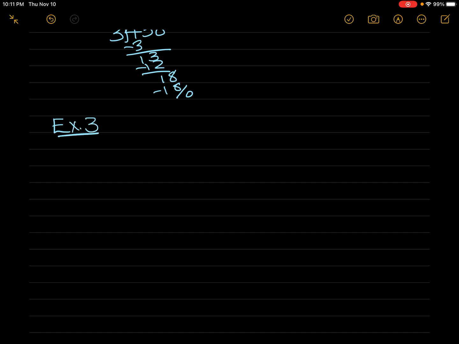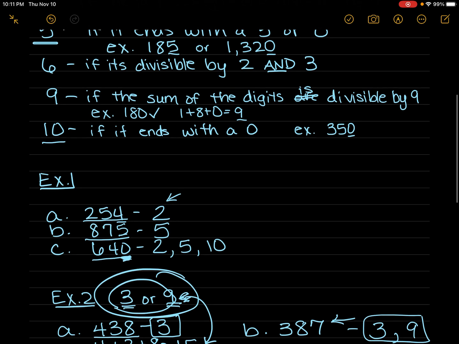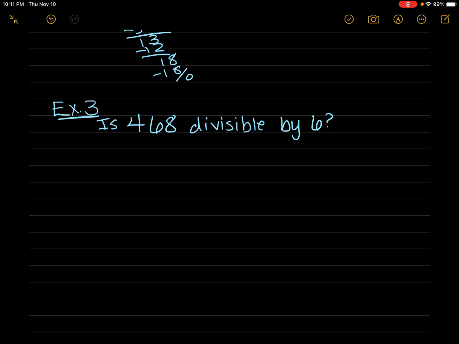And this one says, is 468 divisible by 6? So we're going to say yes or no. So how do we tell for 6? Well, for 6, the rule is if it's divisible by 2 and 3. So we have to ask ourselves, is this number divisible by 2 and 3? Well, we have to know the divisibility rules. For 2, it needs to be even. Is it even? Yes. So it's divisible by 2.